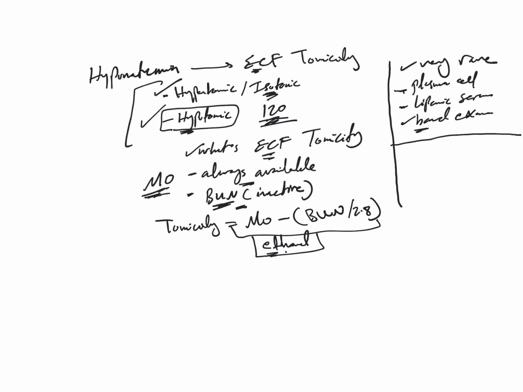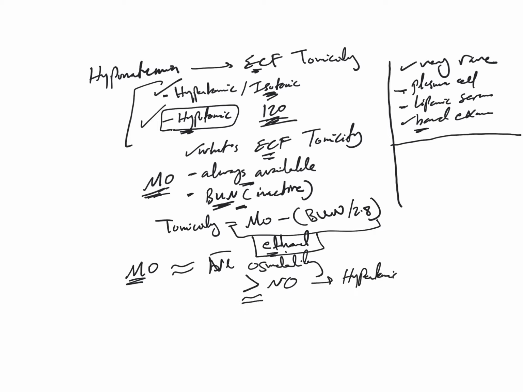Now, once you have the measured osmolality after accounting for these inactive solutes, you can compare that to the body's normal osmolality. If it's bigger than normal osmolality, then this is hypertonic. If it's similar to normal osmolality or close, this is isotonic. And if it's lower than normal osmolality, this is hypotonic, and this is the most common type.